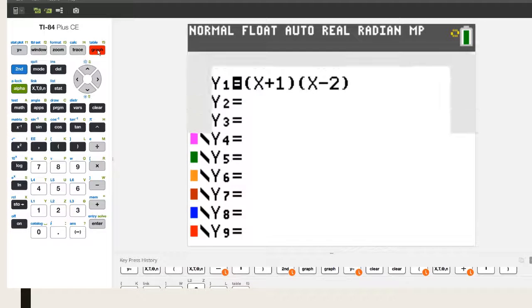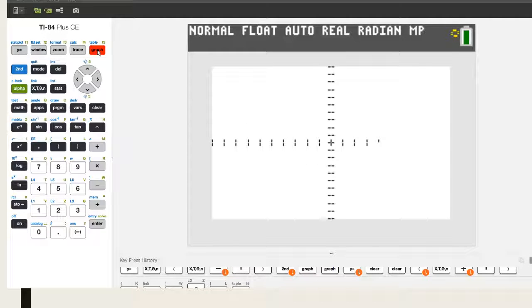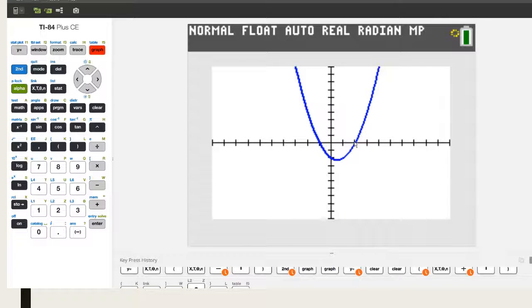And the solutions, which are also called the x-intercepts, should be the values of 2 and negative 1. So let's take a look at the calculator to see if that's what we're going to get. Looking at this parabola, the first x-intercept is negative 1, the second one is 2, and this is exactly what I want.